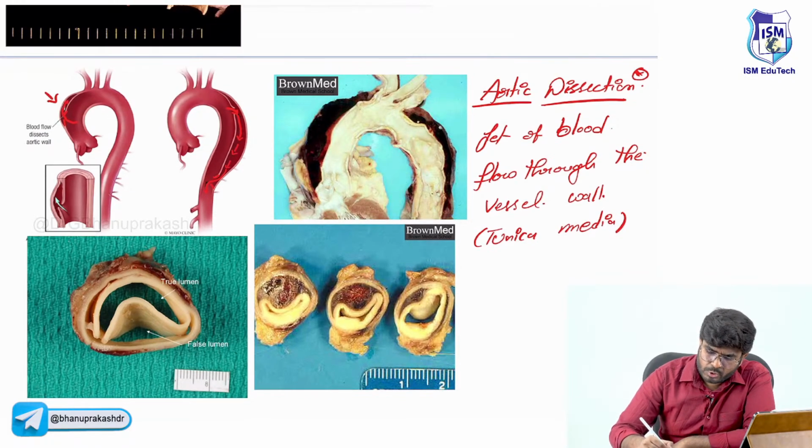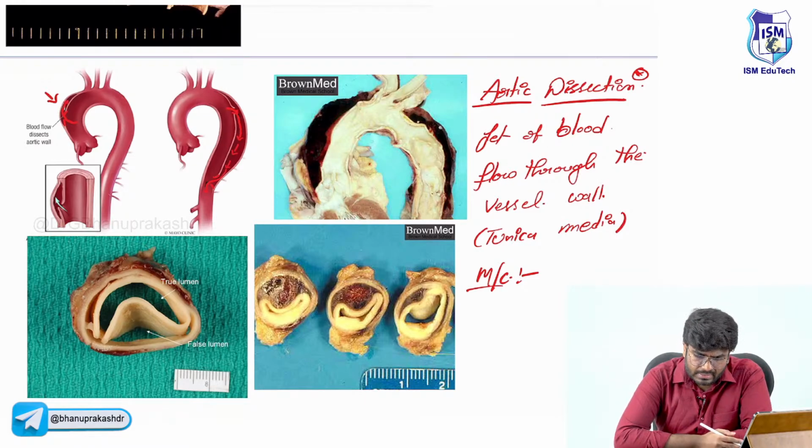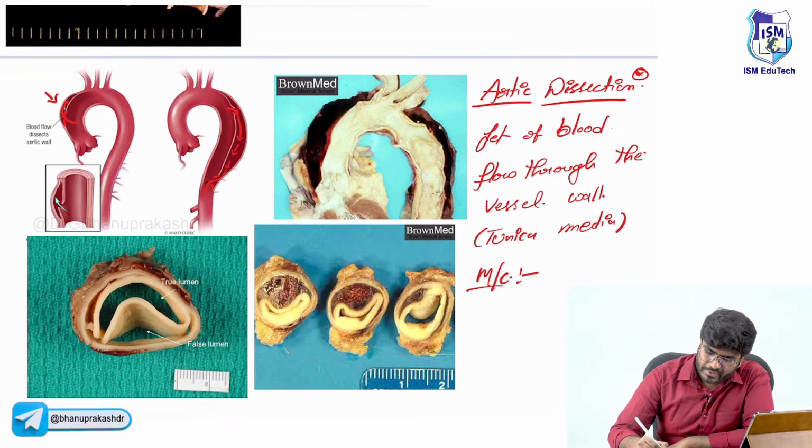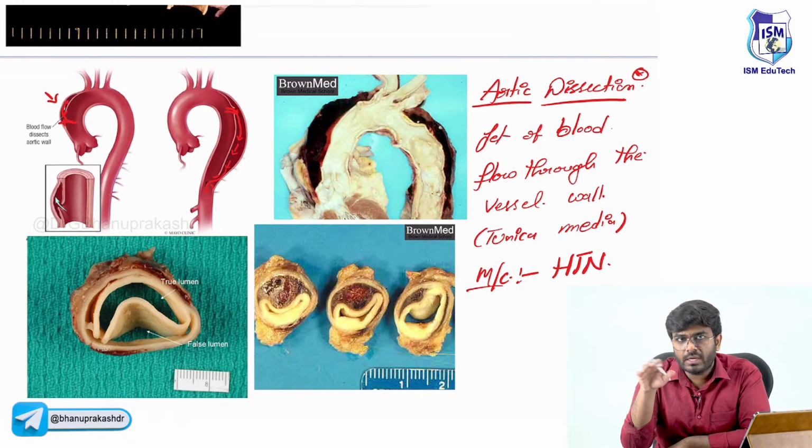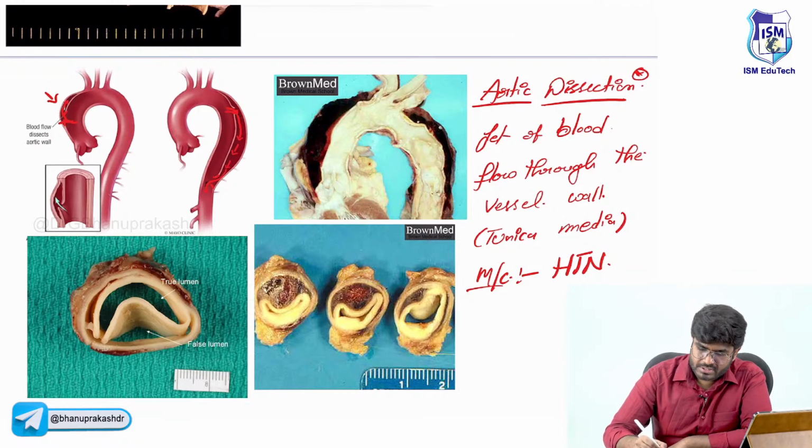Now, question: what are the most common causes of aortic dissection? The most common cause of aortic dissection, an MCQ in your exam, is hypertension. If there is hypertension, the vessel wall will be damaged, and the blood will start to enter into the tunica media. So that's hypertension.